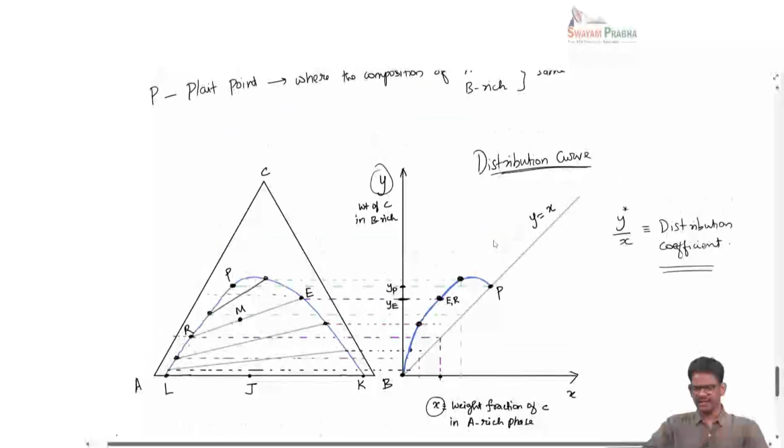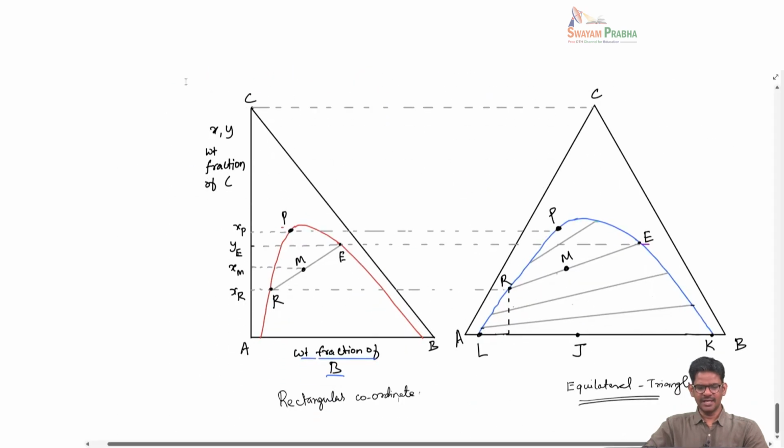So we use this y axis for both x and y. Let me remind you back again: earlier we used x and y as independent axes to draw the distribution curve. Here we use the y axis for both x and y. On the y axis you can have pure C at the top. You can extend up to 100% if you want, or you can truncate it if you don't want to go to a high concentration of C.